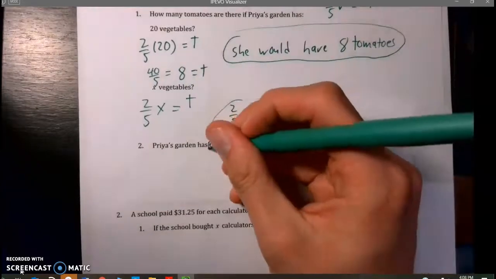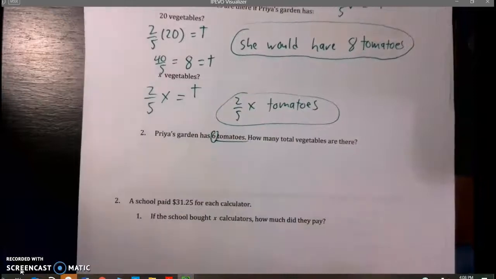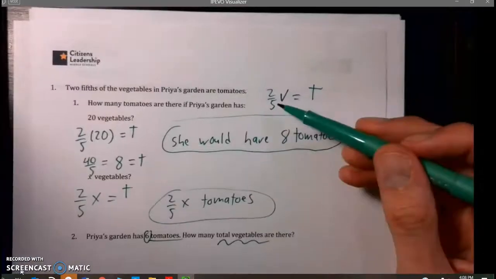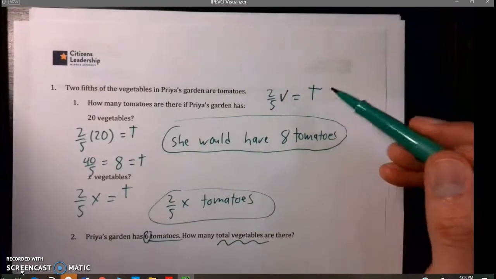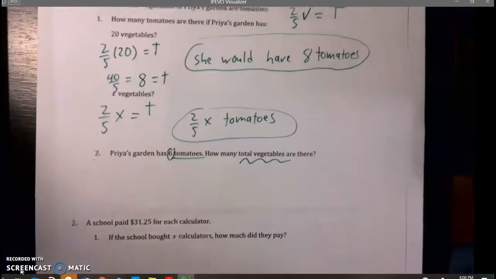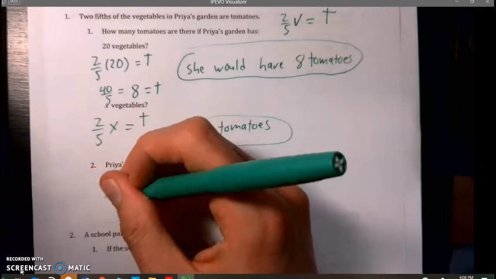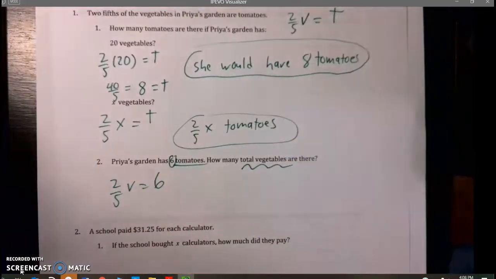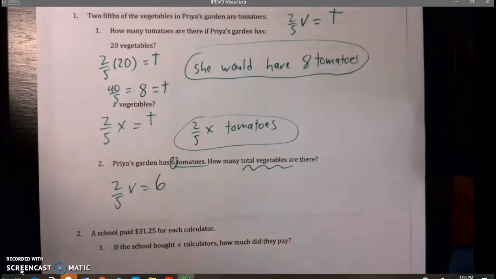All right, now number 2, though, a little bit different. Priya's garden has 6 tomatoes. So how many vegetables are there? So earlier we said 2/5 of her vegetables equals how much tomatoes she has. Here they're giving us tomatoes, and we have to find the vegetables. So 2/5 of what is 6?